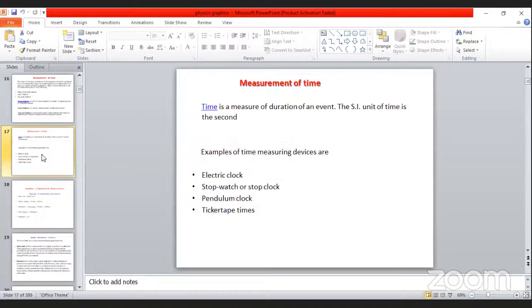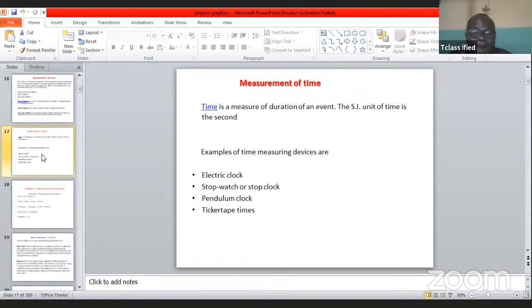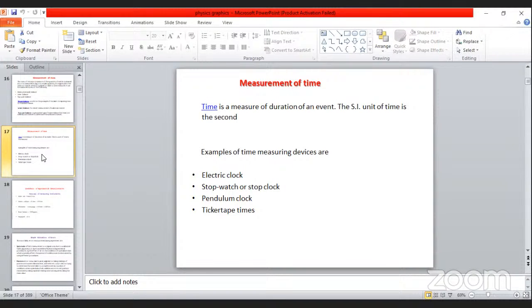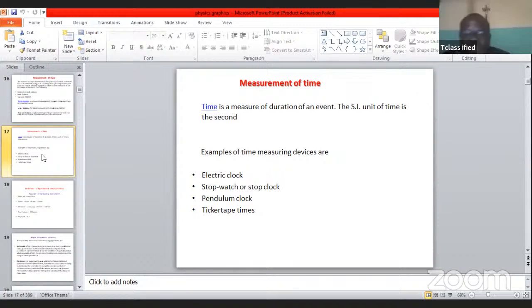Now, length and time. Mass, length, and time. So time is a measure of duration, and the SI unit for time is seconds.